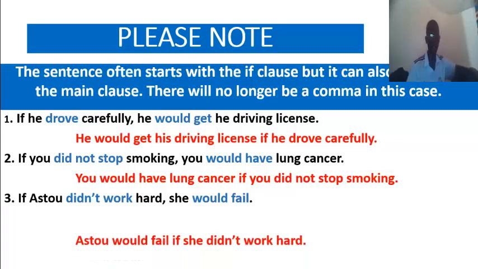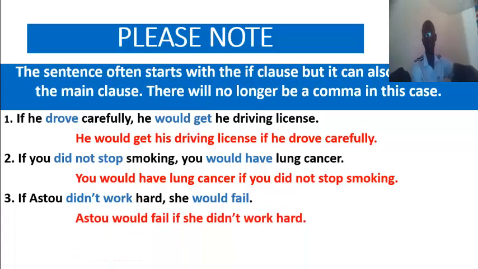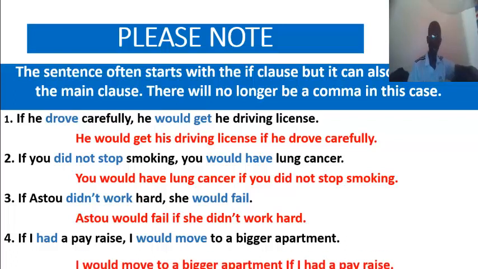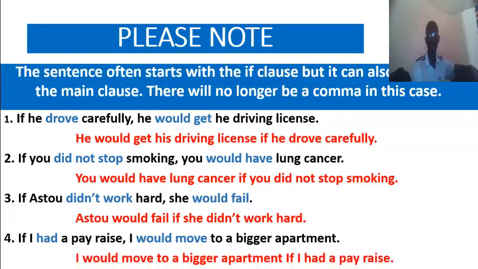Both are correct. You can start with the main clause, or you can start with the if clause. But if you start with the if clause, there is the comma that separates the two of them. But if you start with the main clause, there is no comma. The comma disappears. Number 4, if I had had a pay raise, I would have moved to a bigger apartment. Or I would have moved to a bigger apartment if I had had a pay raise.